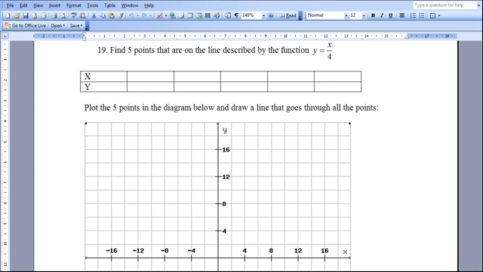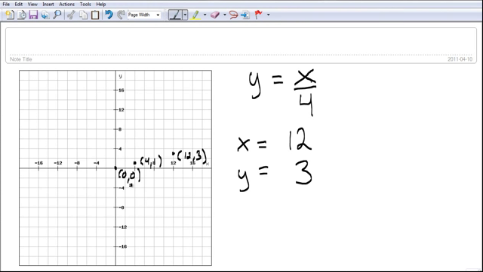How many points should we find? We have to find 5 points, so 2 more. Let's take some negative values, for example, minus 4. X equals minus 4. We put minus 4 here. Minus 4 over 4 is minus 1. So minus 4 and then minus 1 here. So this is minus 4, minus 1.